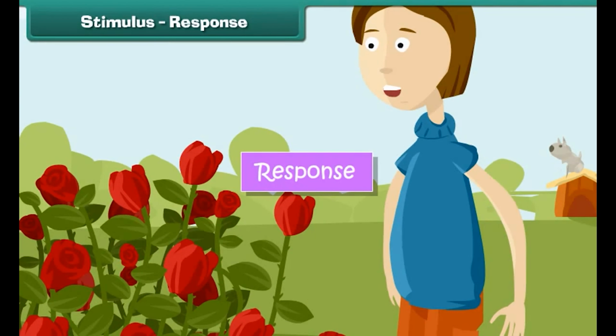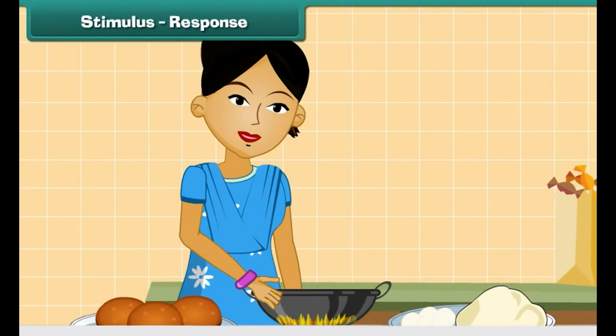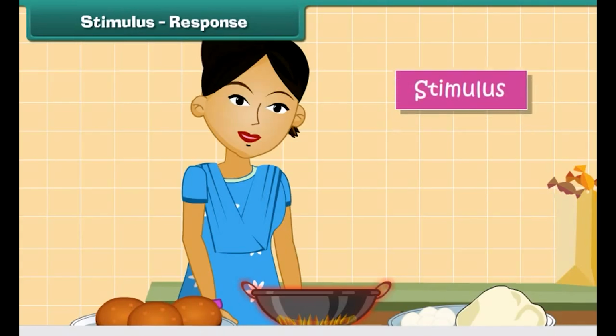For example, when you touch a hot pan accidentally, you throw your hand away immediately. The heat radiated by the hot pan is a stimulus. The act of moving the hand away from the hot pan is a reaction.